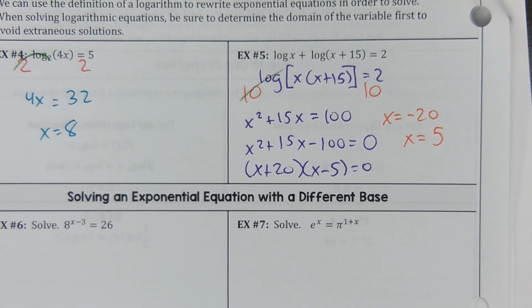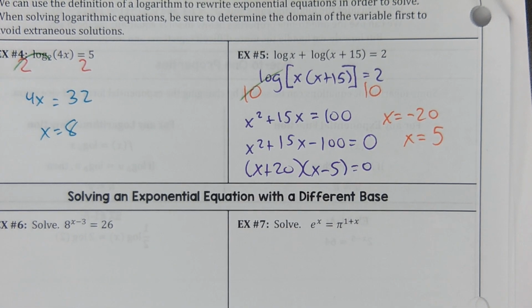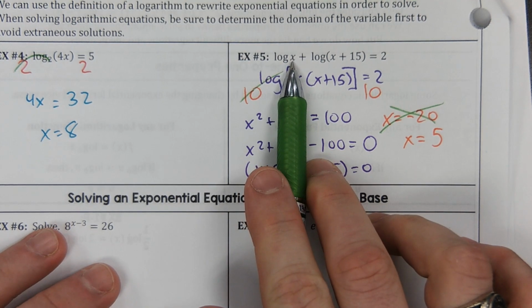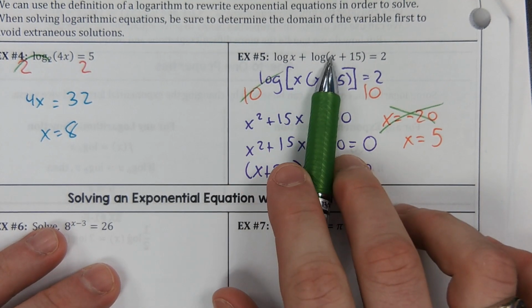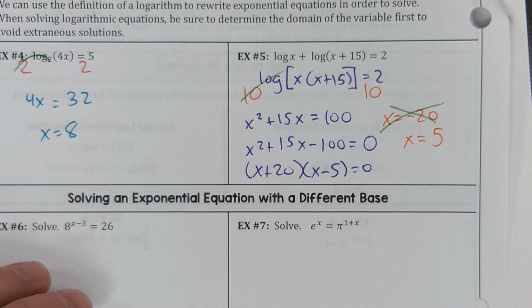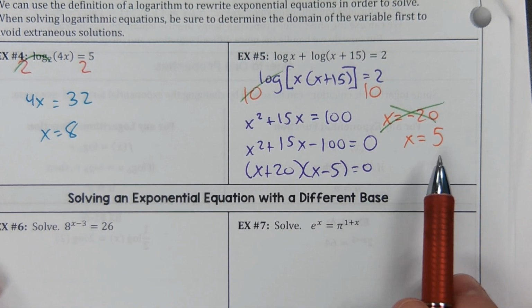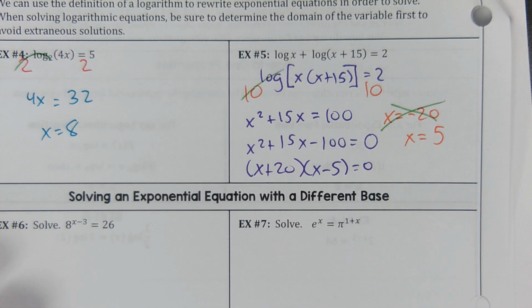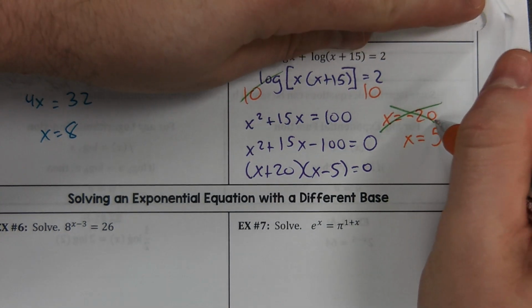No, negative answers are allowed. Answers that break the domain are not allowed. And this one breaks the domain because it makes a negative argument. I don't even care if it does it in both. The point is it allowed a negative argument, which is not okay. But this one, positive argument, 5 plus 15 is positive argument. This is our only true answer.